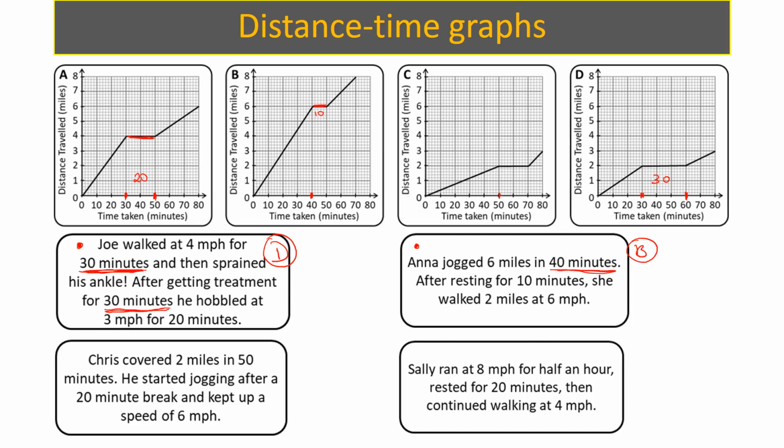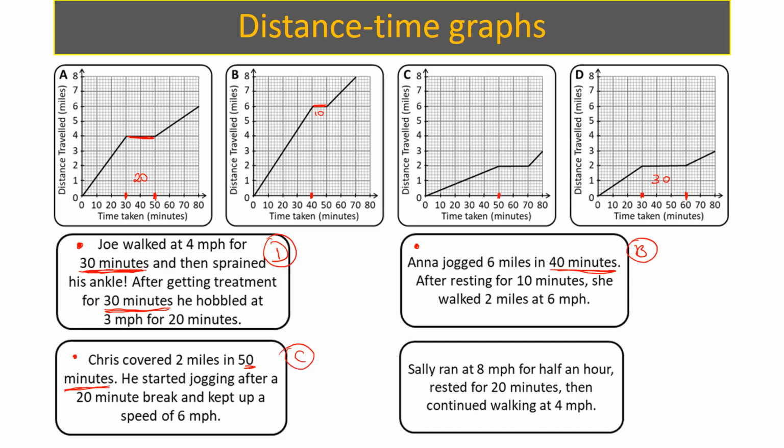Now, the next one about Chris. Chris covered 2 miles in 50 minutes. In 50 minutes, I know that the first part of the journey needs to take up 50 minutes. So I know straight away that this is graph C.